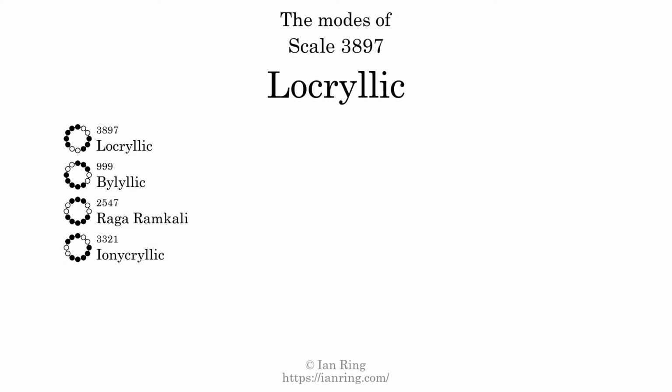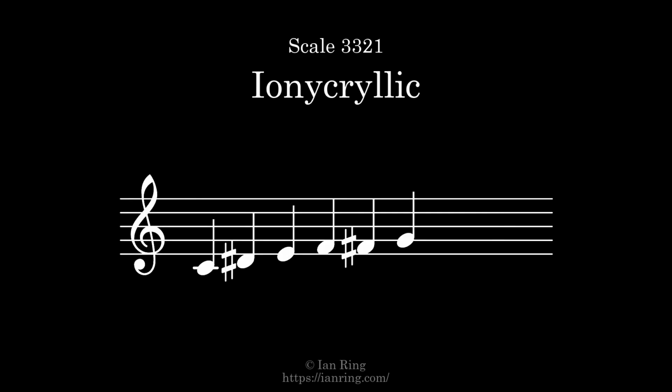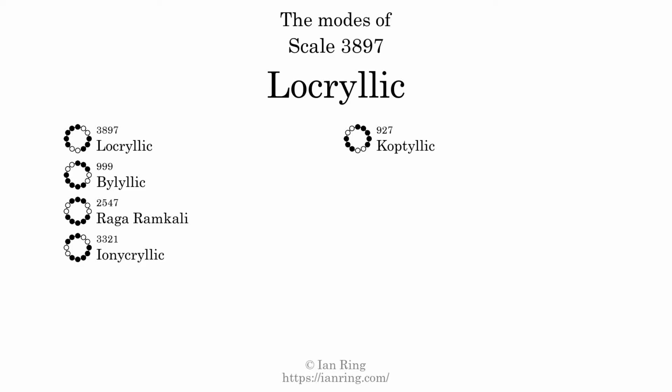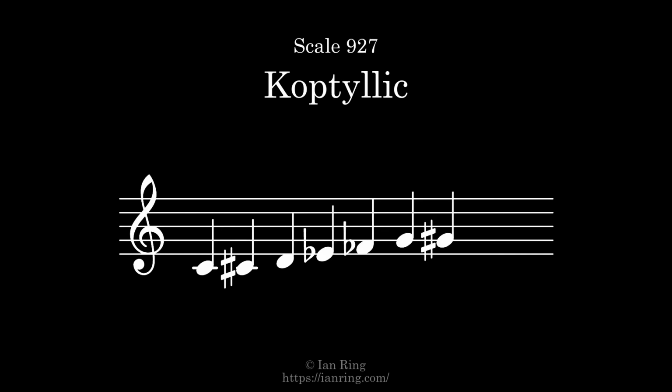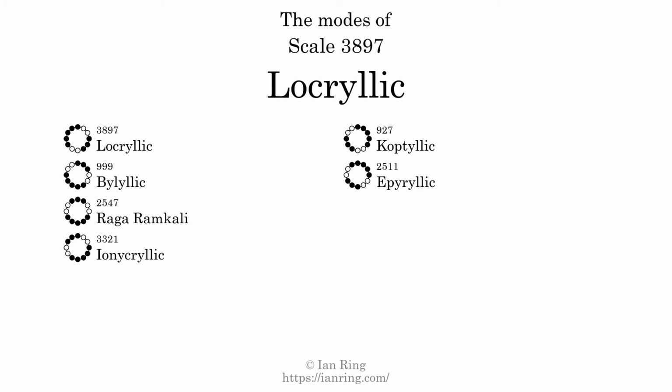The fourth mode is scale 3321, also known as Locryllic. It sounds like this. The fifth mode is scale 927, also known as octatonic. It sounds like this. The sixth mode is scale 2511, also known as Locryllic. It sounds like this.